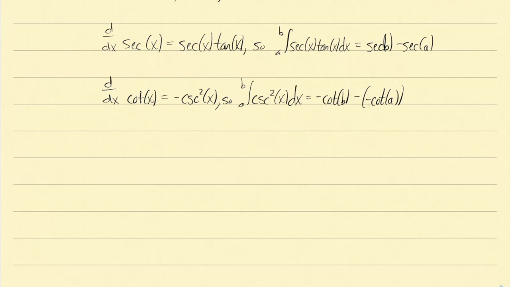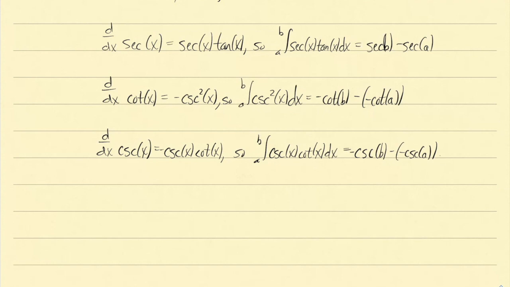The same sort of thing will happen for cosecant cotangent. Again, the antiderivative for cosecant cotangent is negative cosecant. So the integral from a to b of cosecant x cotangent x dx is negative cosecant b minus negative cosecant a. So this gives us our entire list of antiderivatives and all of the functions that we currently know how to integrate using the fundamental theorem of calculus.